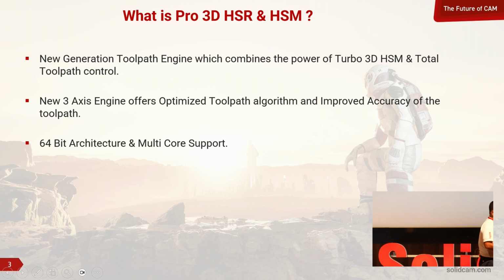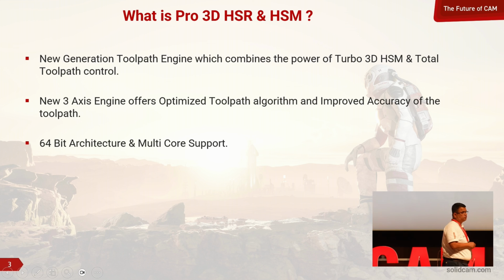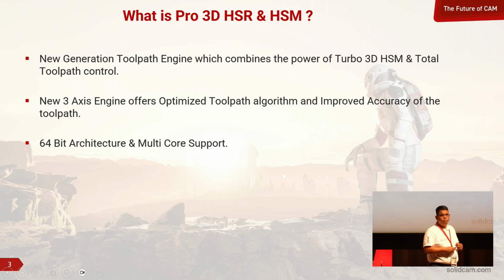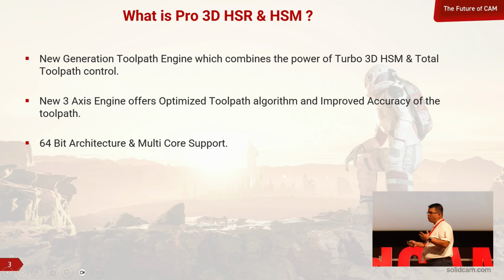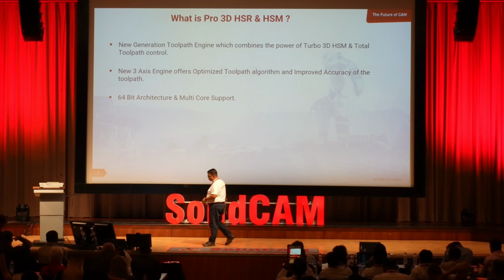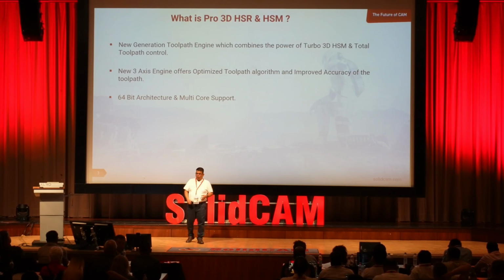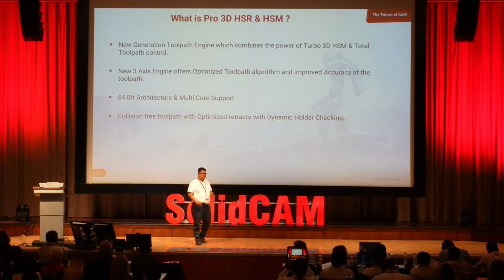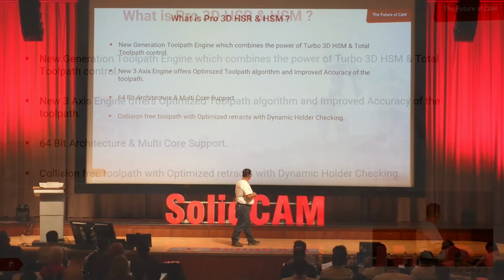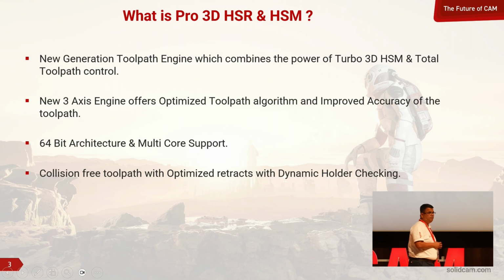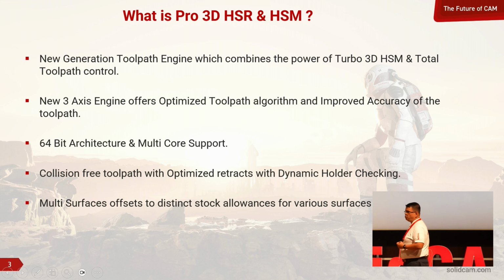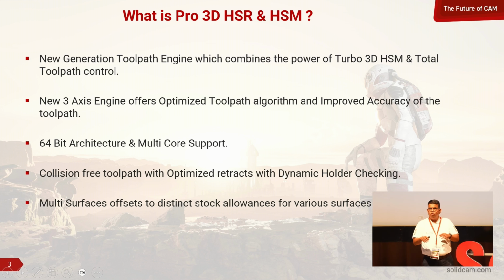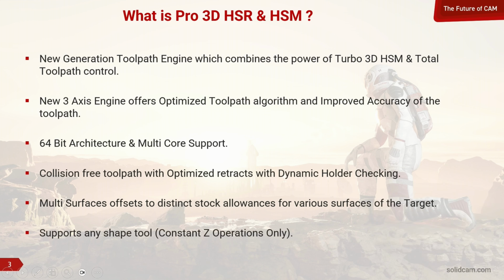Most important, it's a 64-bit architecture. That's how the software has been designed and developed, and it supports multiple cores. So it has multi-core support. Now, I'm going to talk towards the end of my presentation on why this is so important for us. Collision-free toolpaths, that goes without saying, and it has optimized retracts using dynamic holder collision, which we are going to see in some pictures. Multi-surface offsets: you can define an infinite number of groups with different offsets, and it will create the toolpath keeping those offsets as specified.